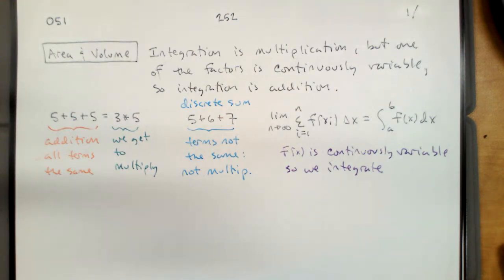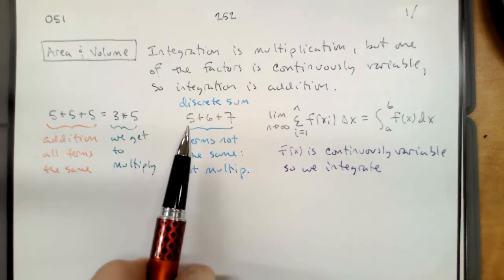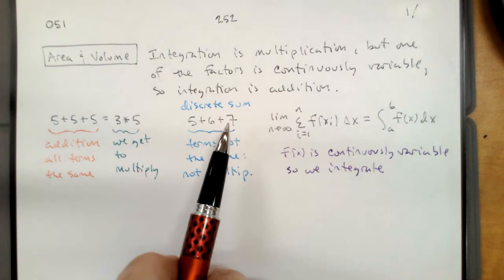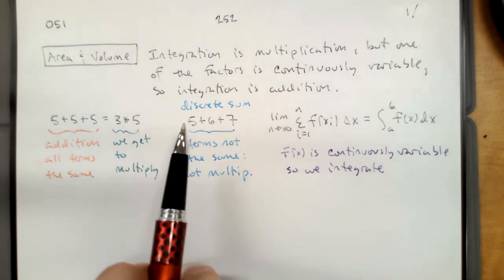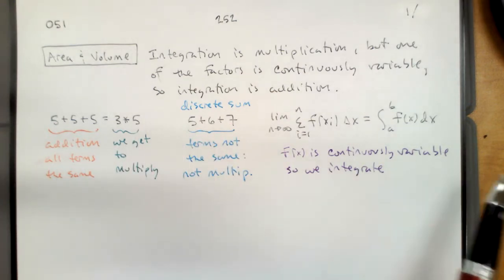Integration is one step further because now, instead of changing in a discrete amount, first 5, then 6, then 7, things are changing continuously. And we want to do things like add up all the values of f of x from a to b. But a and b represent an interval of real numbers, and there is no next real number. In a discrete sum, 5, then next is 6, then the next is 7. There's a next integer. But when we're talking about real numbers, there is no next real number.